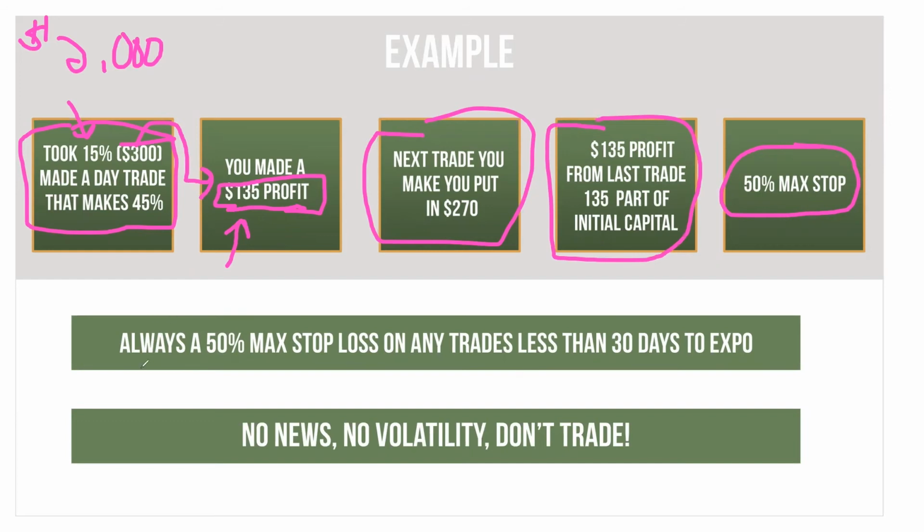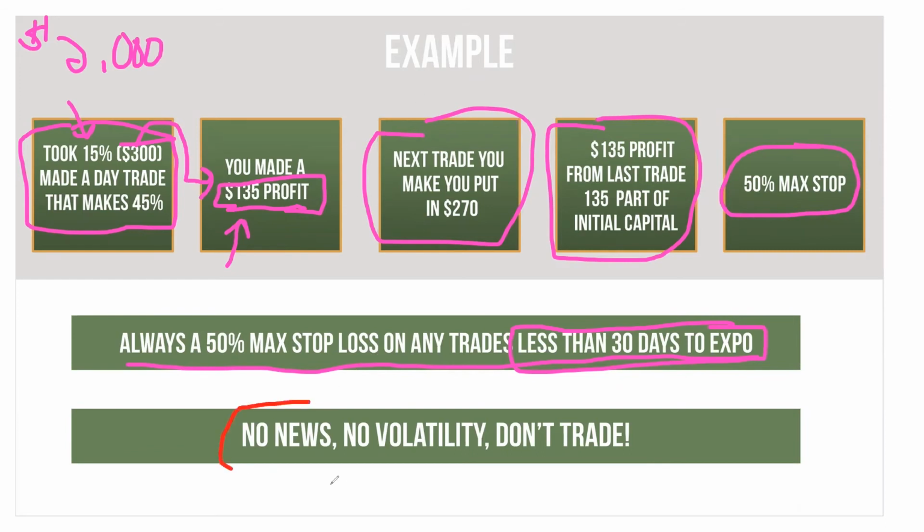And then this is what's important. Always a 50% max stop loss on any trades less than 30 days out till expiration, because those options could decay really quickly there with theta eating away at that option premium as you continue to get closer to your expiration.